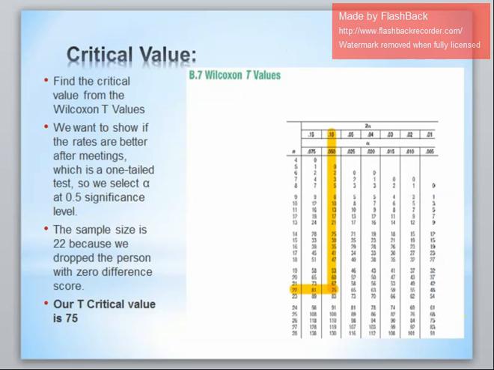So we are looking for our critical value in the Wilcoxon t-value table, and because it is a one-tailed test, we select alpha at 5% and for 22 observations, because we have to remove the one observation whose difference was 0. So our t critical value is 75.